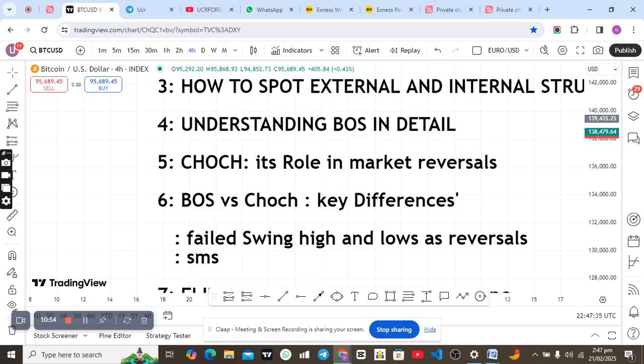Okay, and before I explain that particular stuff, let me explain the internal structures. Then let's draw the chart, and you will see the difference between the internal structure and the external structure. So when we talk about internal structure, this consists of smaller or more detailed price movement within the external structure. Understand this particular definition.